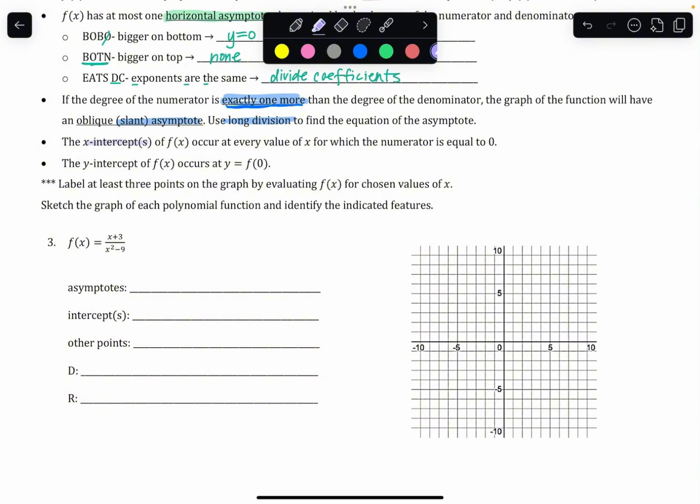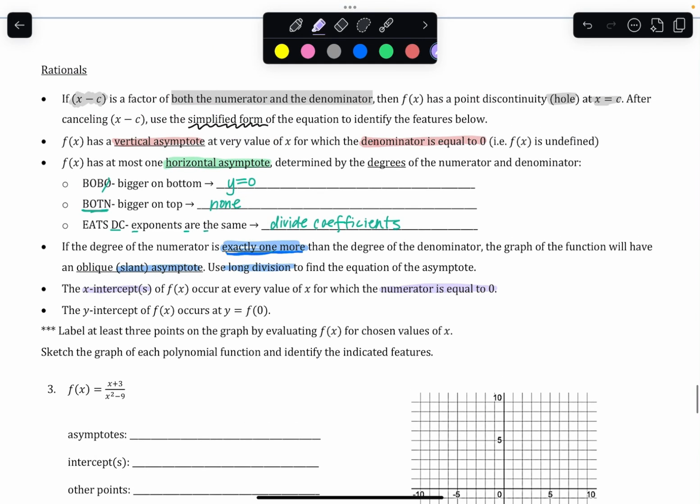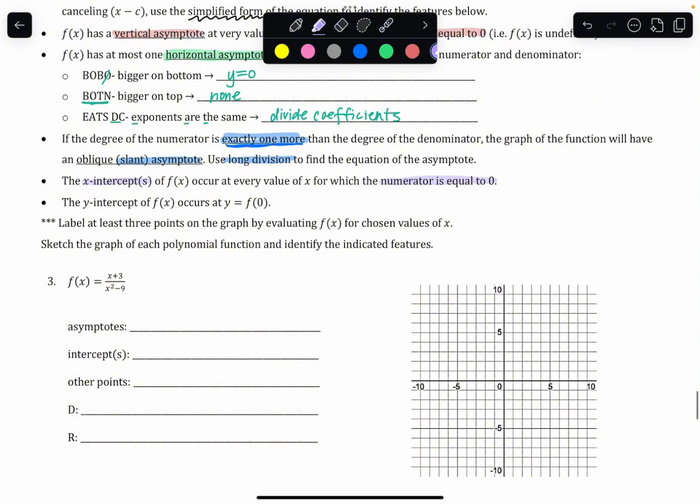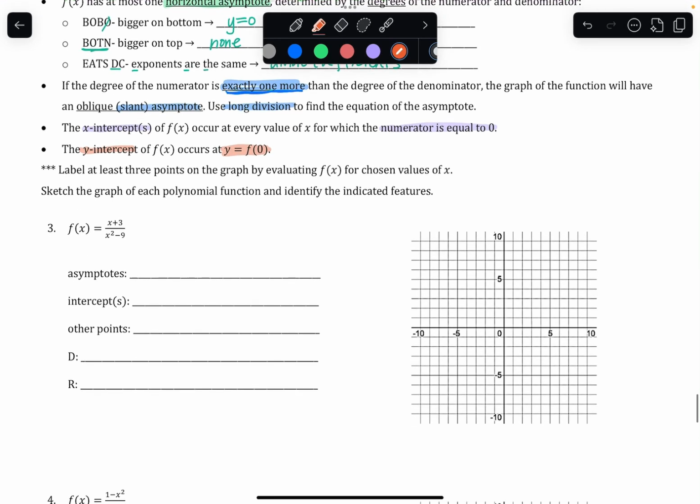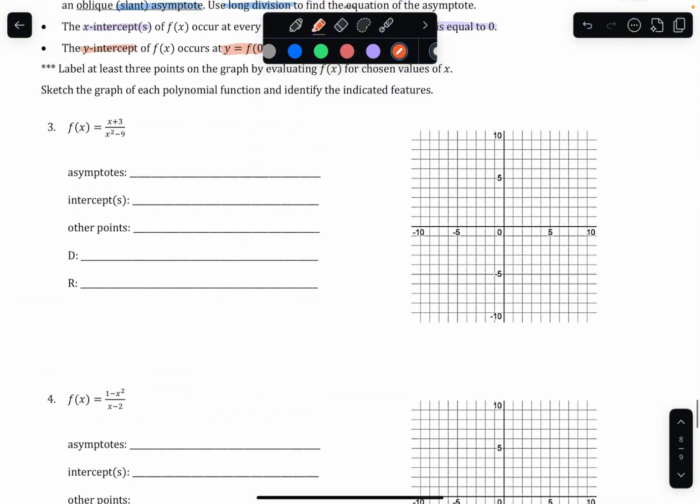X-intercepts are when the numerator is equal to 0. When the denominator equals 0, that's your vertical asymptote. And then your y-intercept is when you plug in 0 for x. I call that killing the x terms. Okay, and so we're going to do 2 examples.